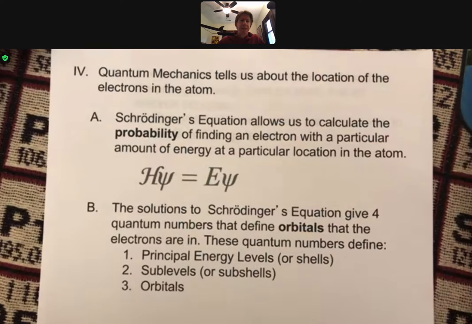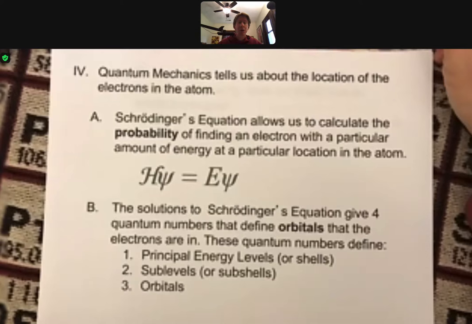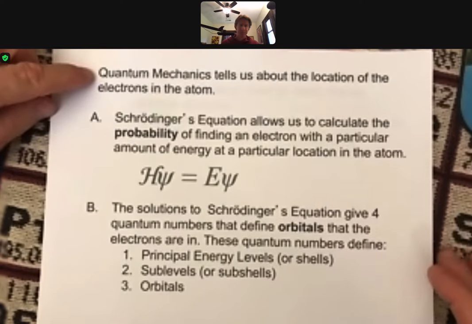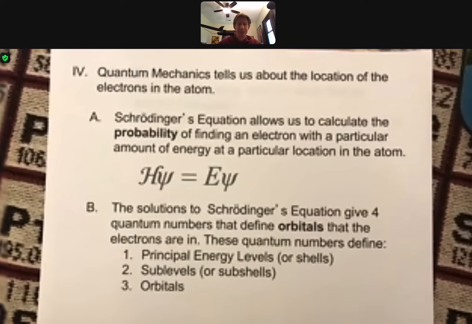So far, everything we've talked about has been about light: the energy of light, the wavelength and frequencies of light, and how this light gets absorbed or emitted by atoms. Those absorptions and emissions of light let us know about the energy levels and the positions of electrons in atoms. This all led to something called quantum mechanics, and quantum mechanics tells us about the location of the electrons in the atom.